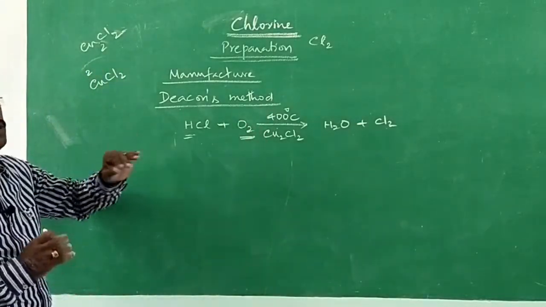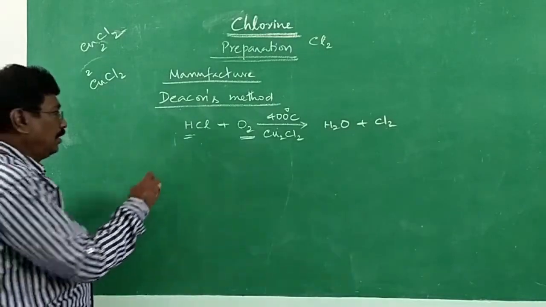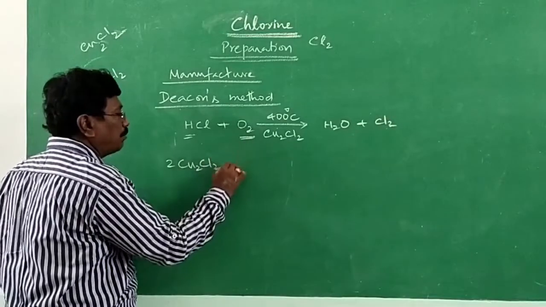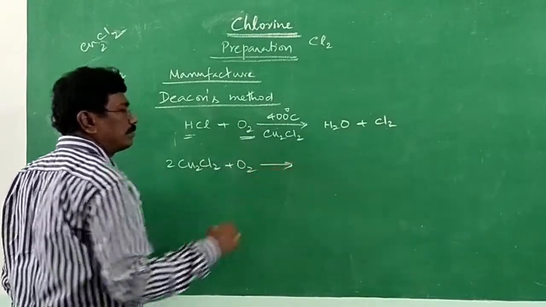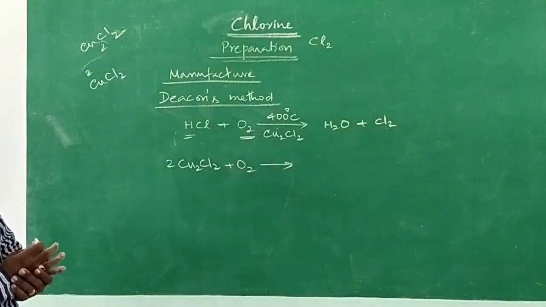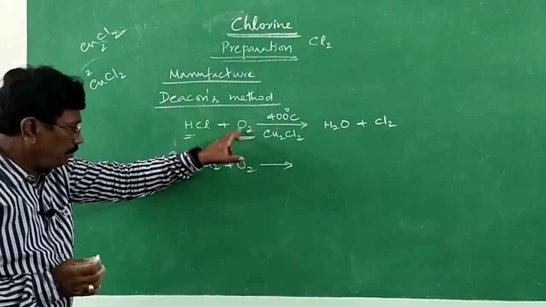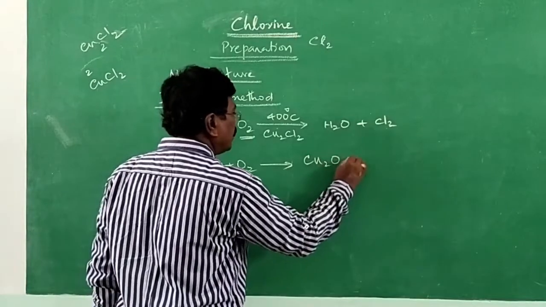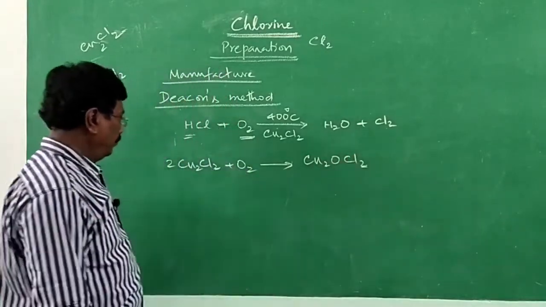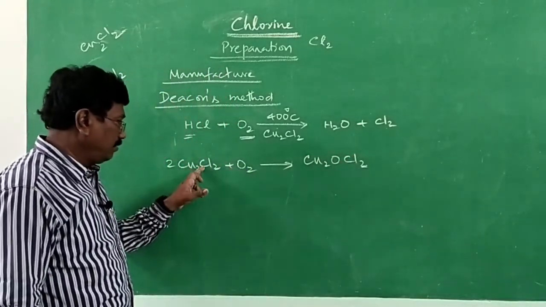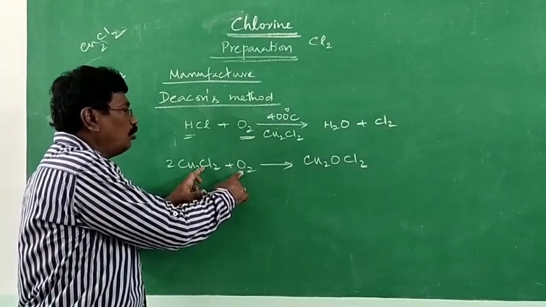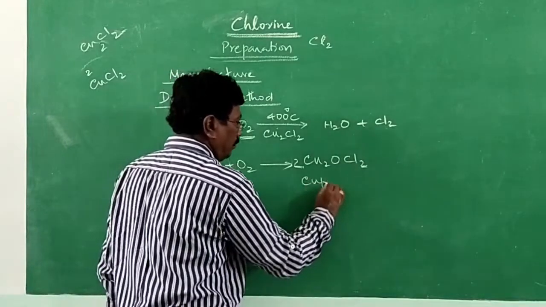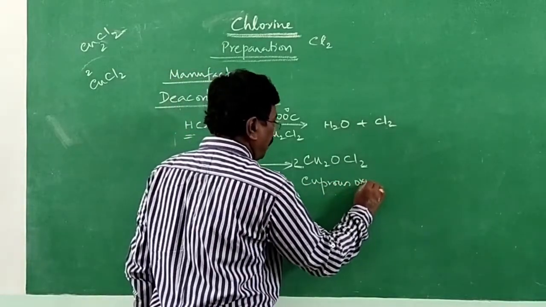What is the actual course of reaction? Two molecules of cuprous chloride take up a molecule of oxygen. Therefore, I have written 2 here. Cu2OCl2, only one oxygen, but O we have written as O2, therefore 2 molecules. It becomes cuprous oxychloride.